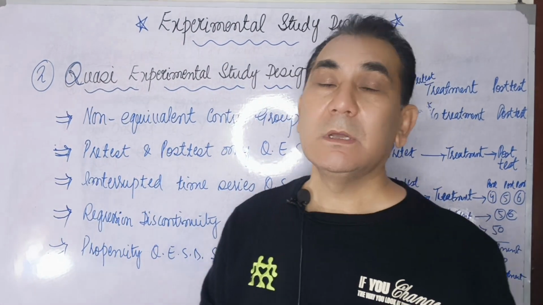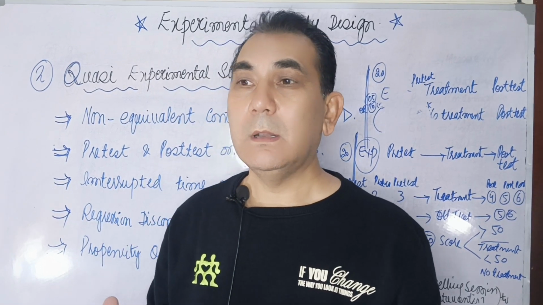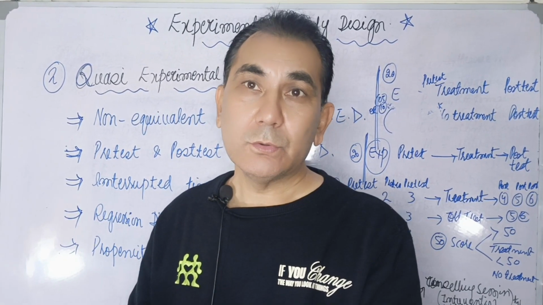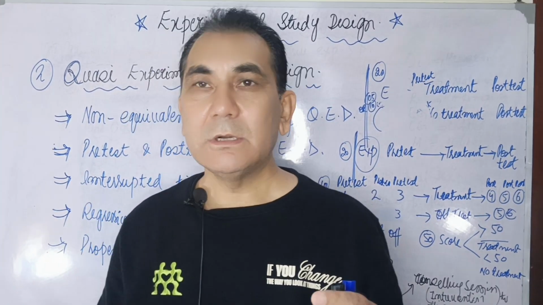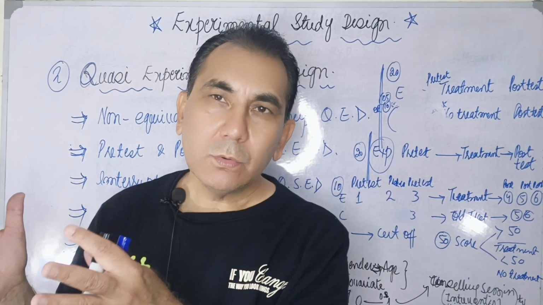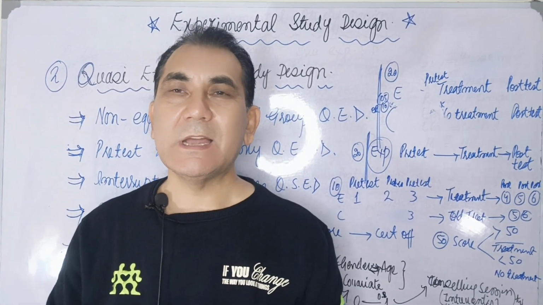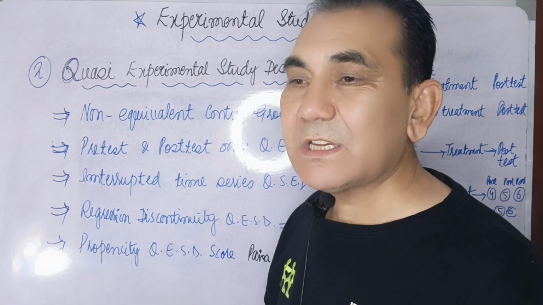And the second one is that the researcher may not take a control group at all. He just takes the experimental group and sees the result by comparing the pre-test and post-test only on the experimental group after giving the treatment. So this is the quasi-experimental study design.